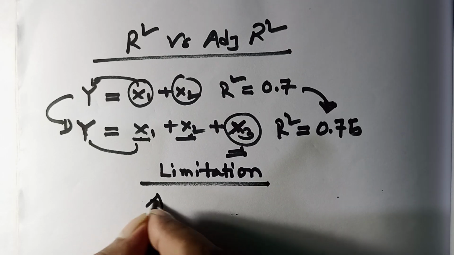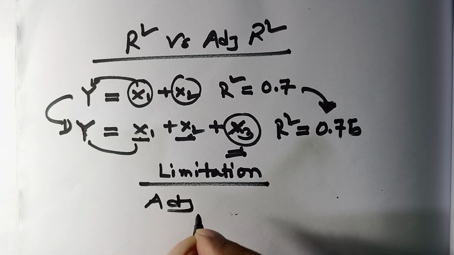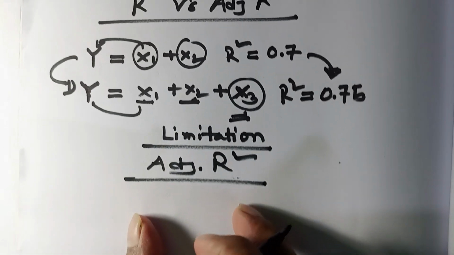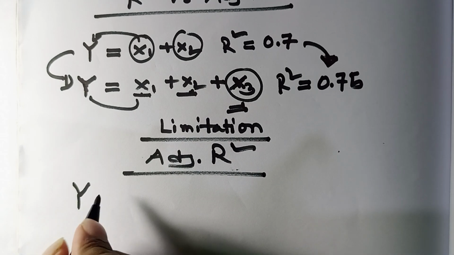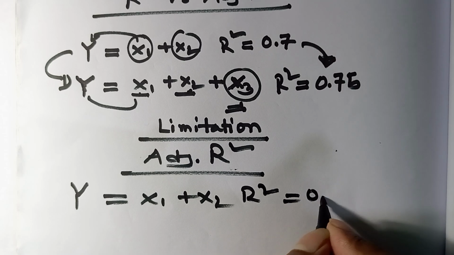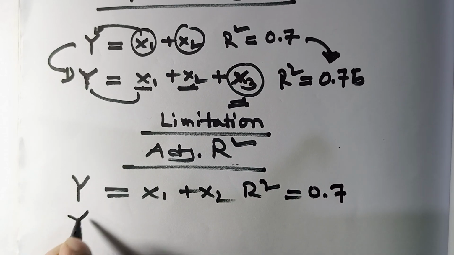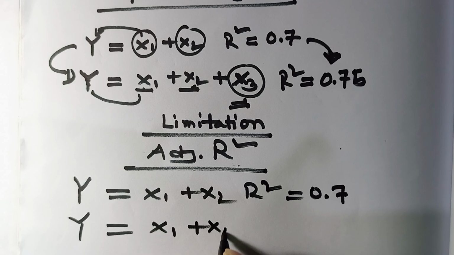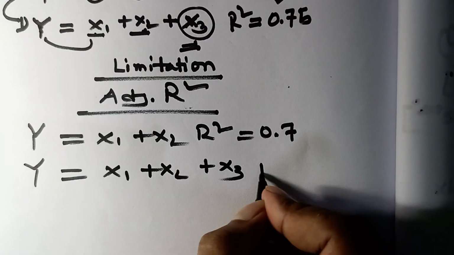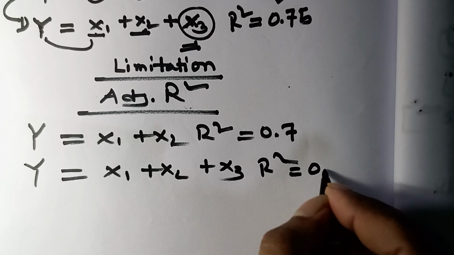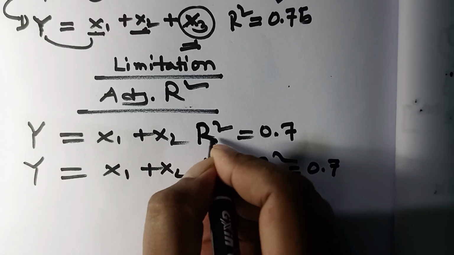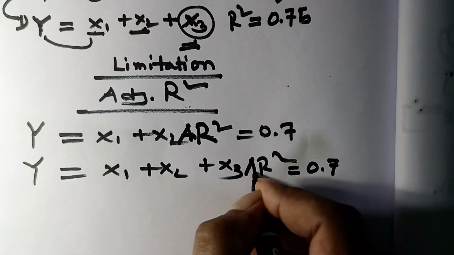we have adjusted R square. And what does this adjusted R square do? In the same case, if I have y equal to x1 and x2 with an R square value of 0.7, and if I add x1, x2 and a variable that is not related, this R square will give me 0.7. Because this is not the plain R square, this is the adjusted R square.